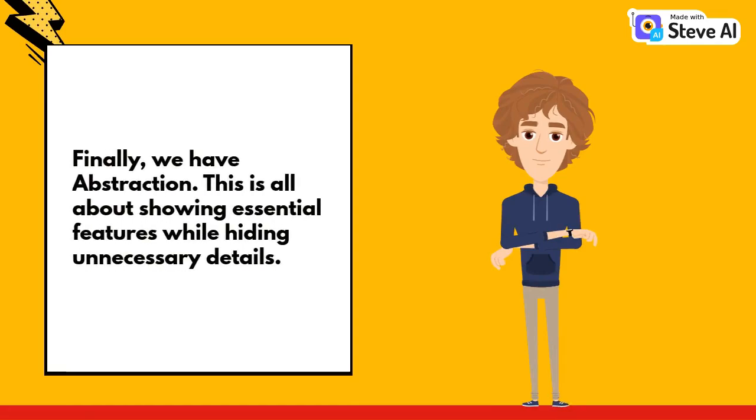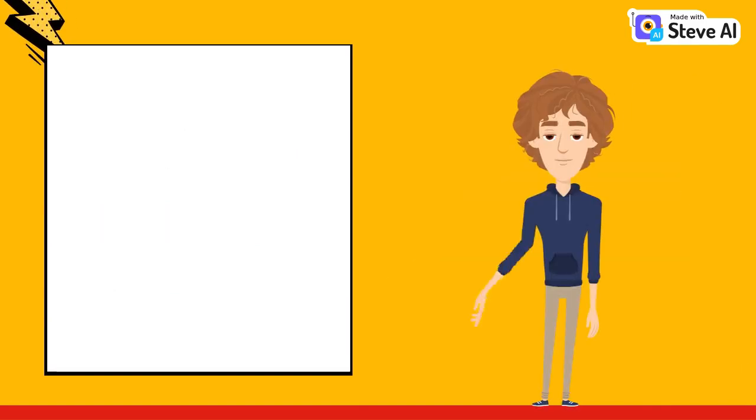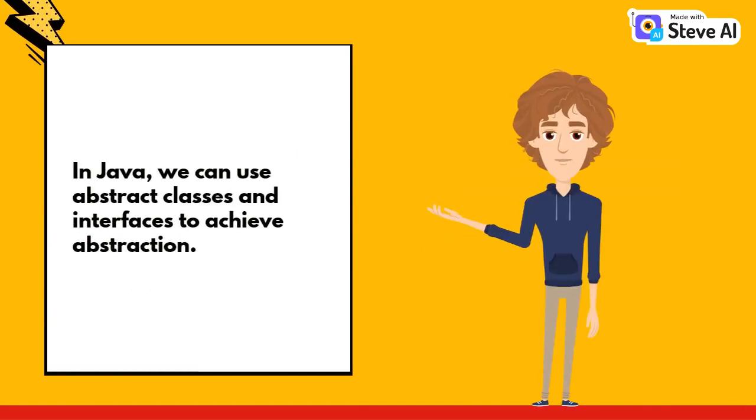Finally, we have abstraction. This is all about showing essential features while hiding unnecessary details. Think about driving a car. The driver only needs to use the steering wheel and accelerator without knowing how the engine works. In Java, we can use abstract classes and interfaces to achieve abstraction.